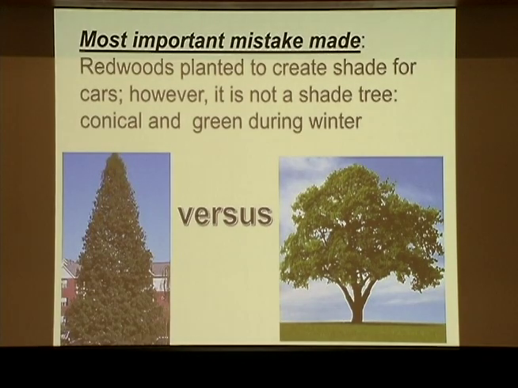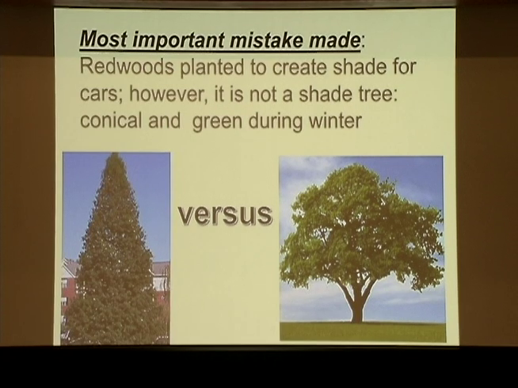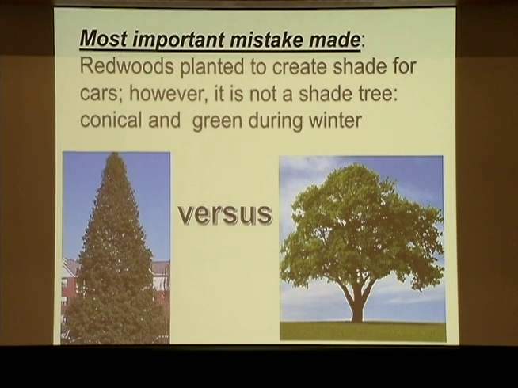The most important error or mistake or whatever you want to call it is that these were planted for one tree and one tree only, according to Rich Perona, and that is to provide shade for cars in the parking lot. And the problem is that sequoia trees are conical in shape. They are not a shade tree. They're the opposite of a shade tree. They're very narrow at the top, providing very little shade.